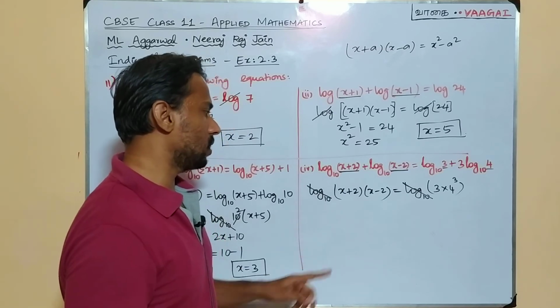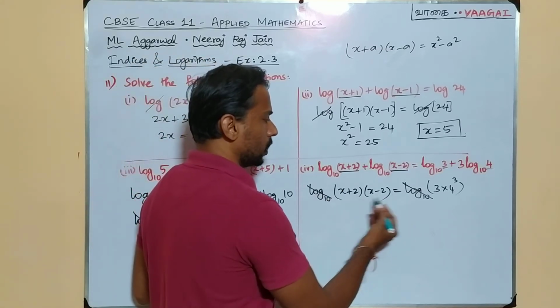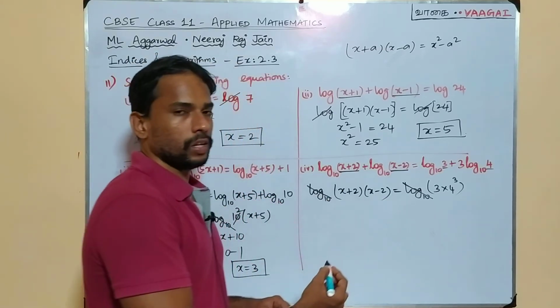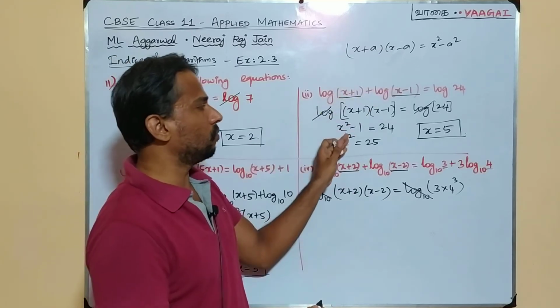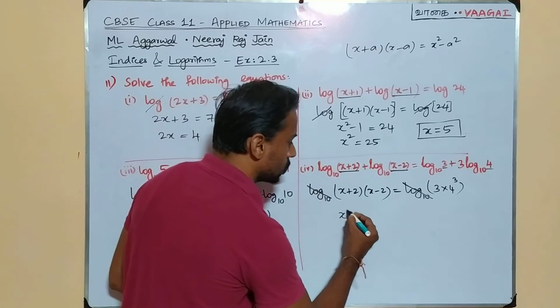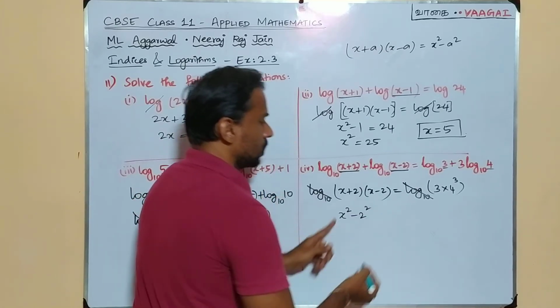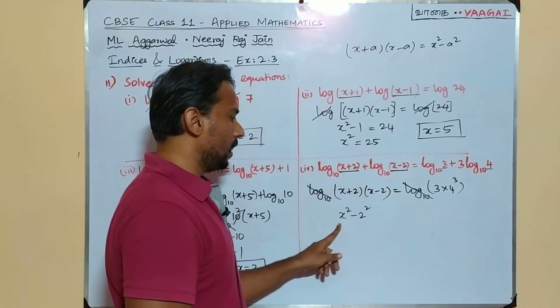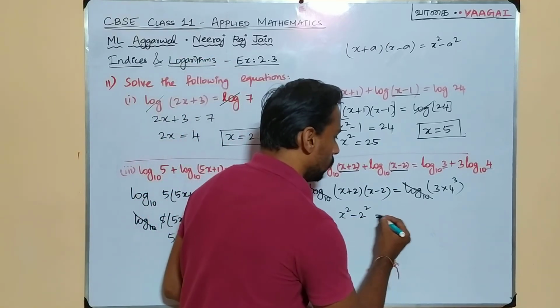And now we have the left hand side. What do we have on the left hand side? We have x plus 2 into x minus 2. And this can be written as what? Like how we used here for the second subdivision, the same way here also I can use. I will have x square minus 2 square, because x plus 2 into x minus 2 will be x square minus 2 square is equal to, come to the right hand side.